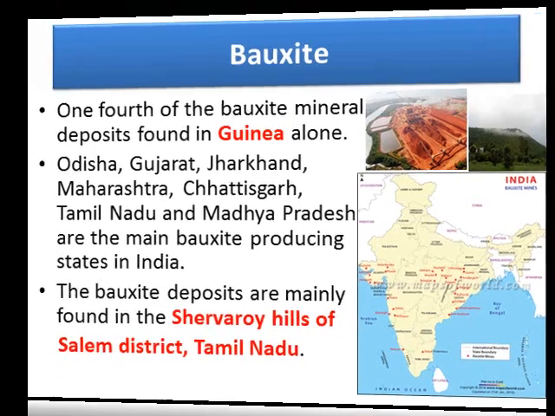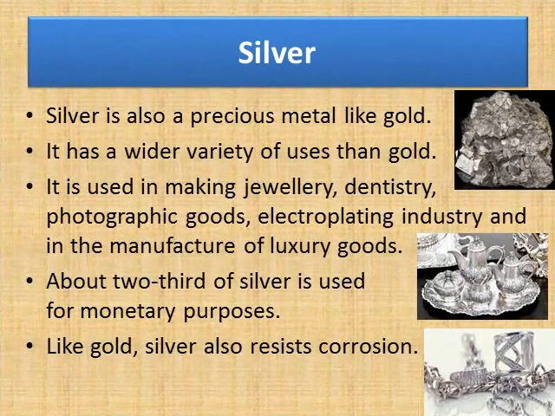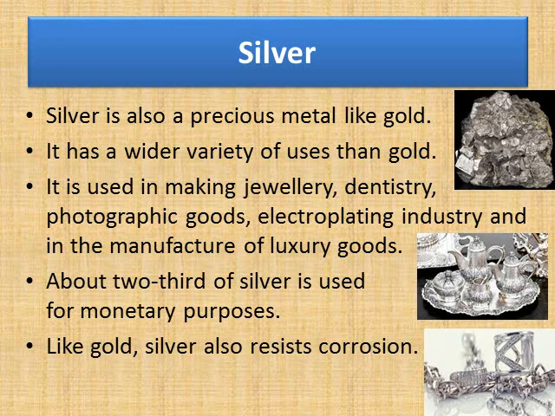Silver is also a precious metal like gold. It has a wider variety of uses than gold. Compared to gold, silver has got more uses. It is used in the making of jewelry, in dentistry, photographic goods, the electroplating industry and in the manufacture of luxury goods. You can see the silverware that is available as well as the ornaments.